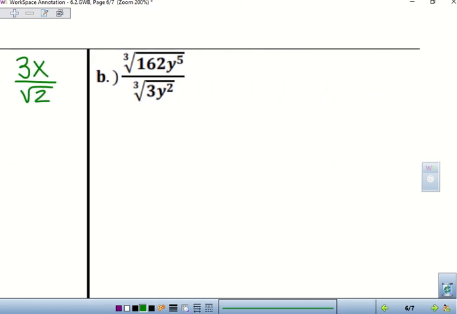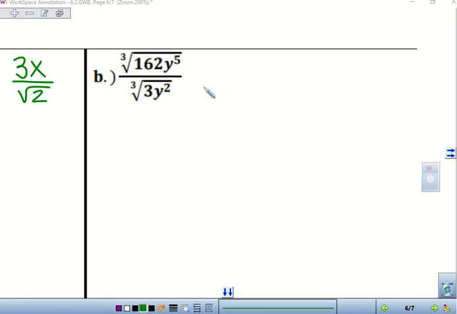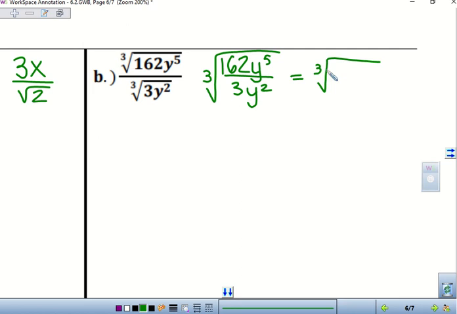So for the next one, do we have the same index on both these radicals? Yes, so we can try to combine them into one big radical first to see if anything here will simplify. In this case, fortunately, 162 divided by 3 does divide, and it becomes 54. And then how many times does y squared go into y to the 5th? Well, I always give the answer away by accident. So yeah, it's y to the 3rd.